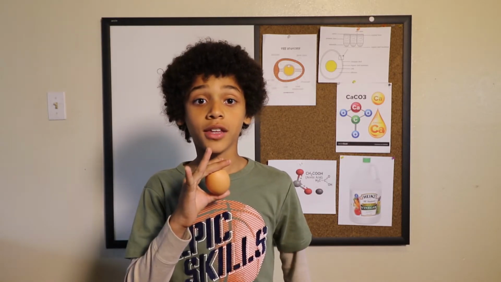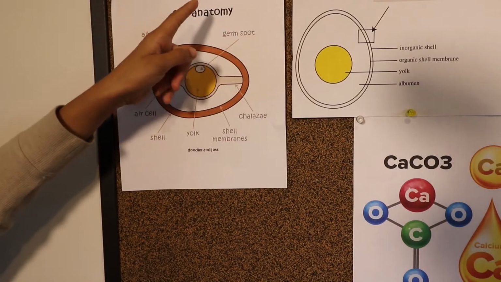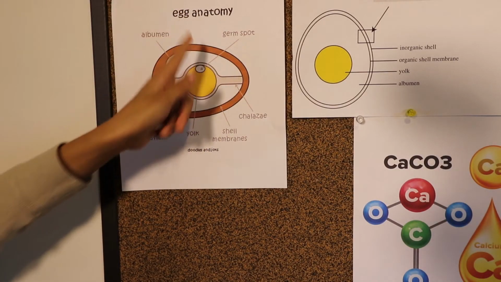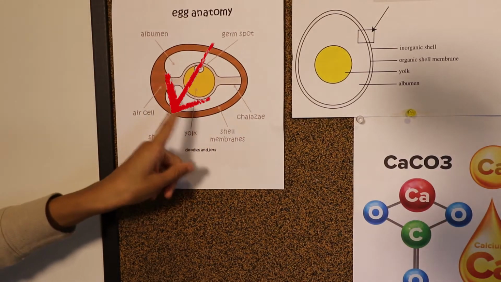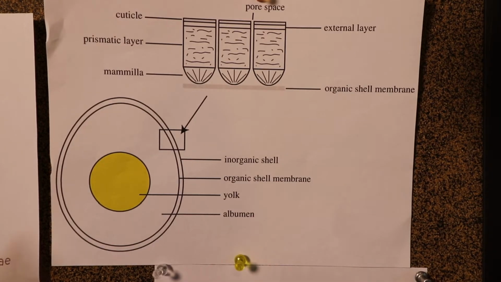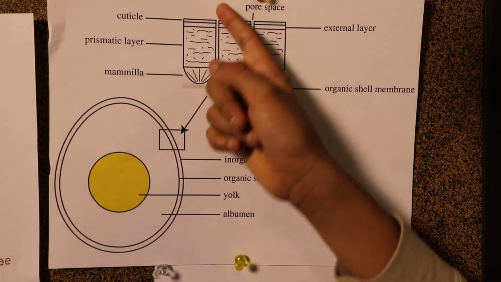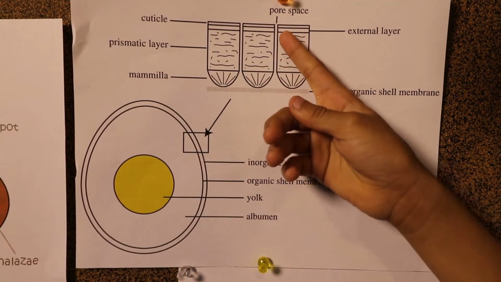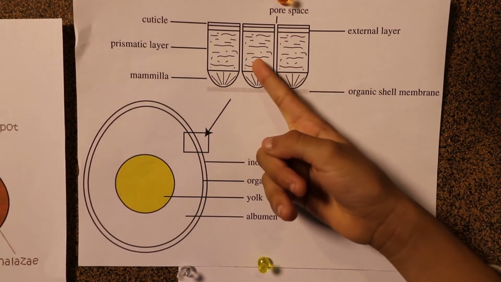First, we need to know what an egg is, what vinegar is. This is the anatomy of an egg. This is their shell, and this is the membranes. Now we are going to take a closer look at the shell. The shell has pores. The vinegar gets into this pore space and deteriorates the shell.